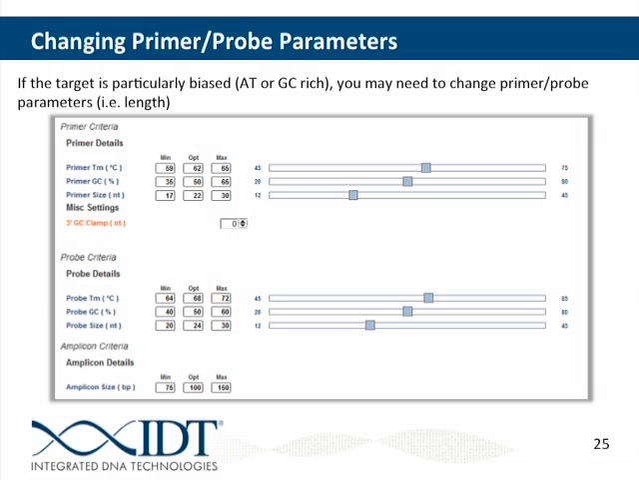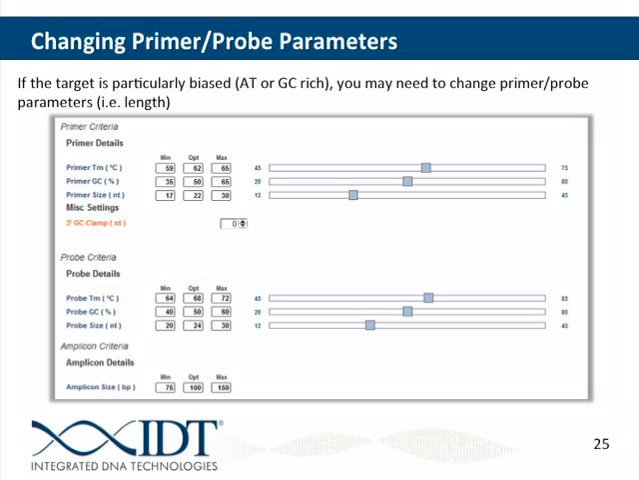You may need to change your primer or probe parameters. For example, if you have a highly AT-rich sequence, you may need to increase the length of your primers beyond the 30 nucleotide default. You can do that here. If you have a really high percent GC or a really low percent GC that you're not getting any assays because of the sequence context, you can come and change that here.